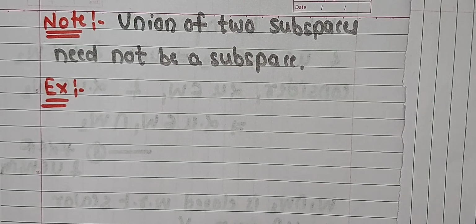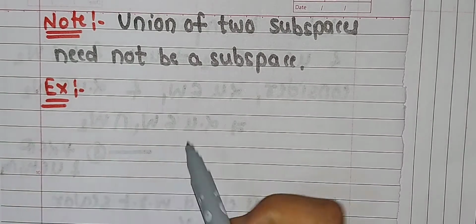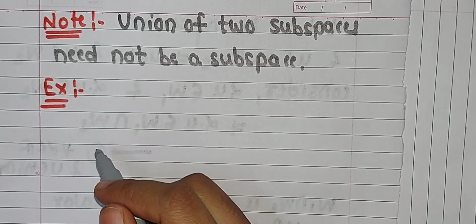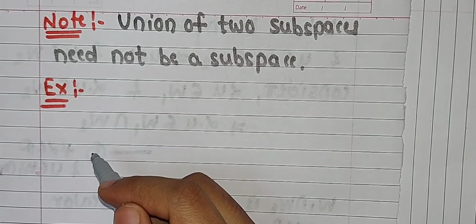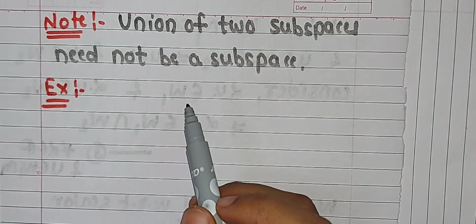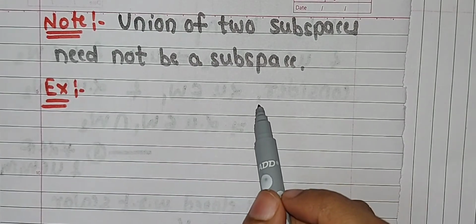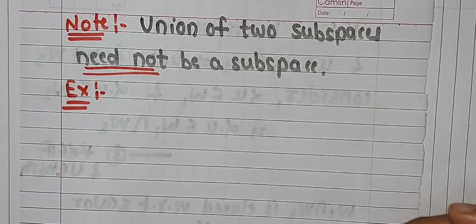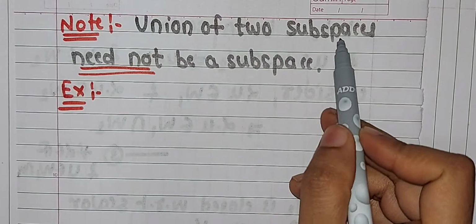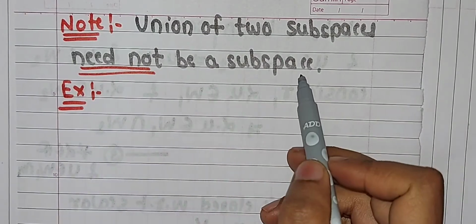Hi everyone. In this lecture we are going to discuss a very important note on subspaces. In the previous lecture we discussed intersection, that is, the intersection of any two subspaces is again a subspace. But in this lecture we are going to discuss union. This is not true in the case of union, that is, the union of two subspaces need not be a subspace.